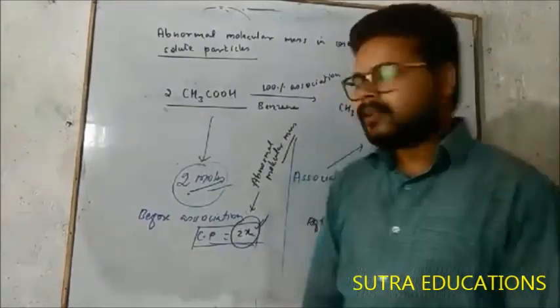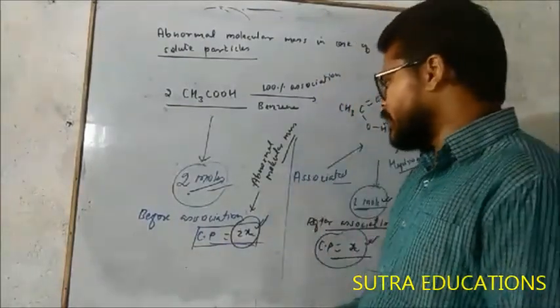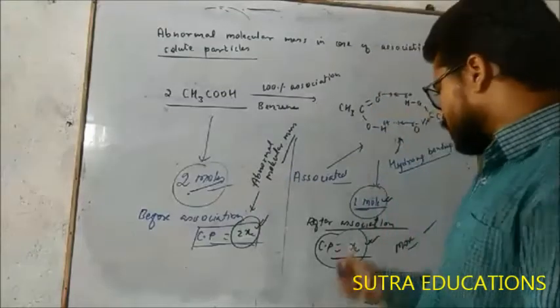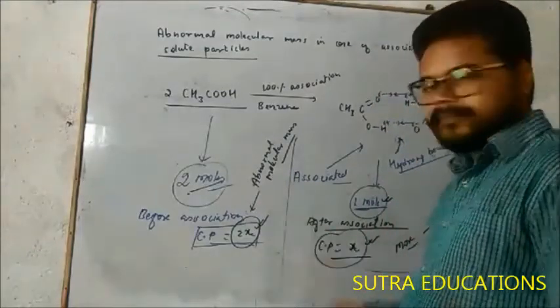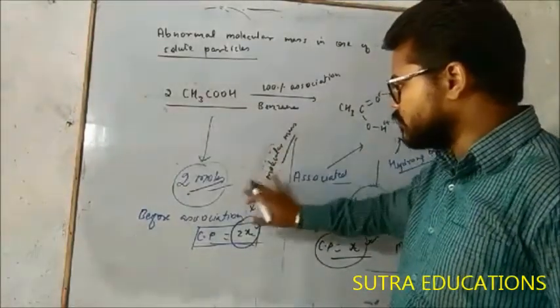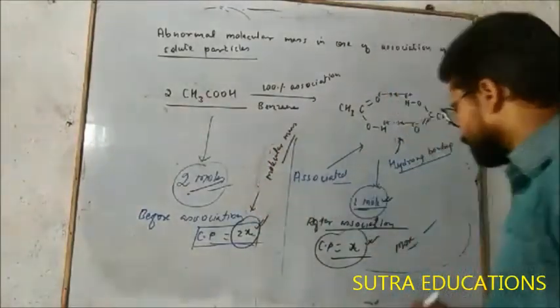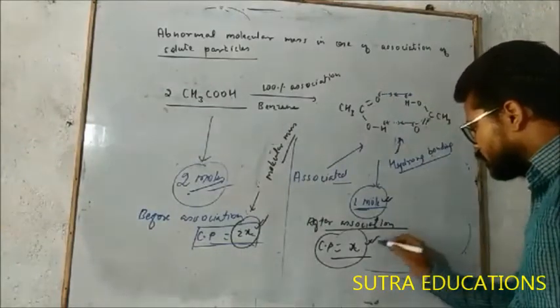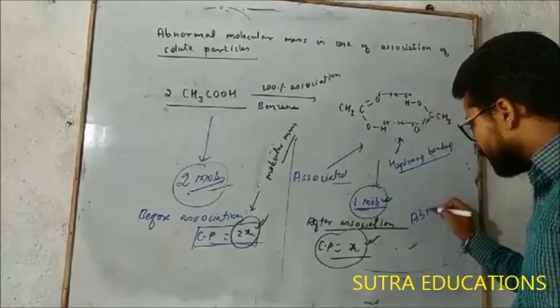Okay, so this time nearly molecular mass will be doubled. Sorry, before association it is molecular mass, and here it is abnormal molecular mass. It will give you abnormal molecular mass.